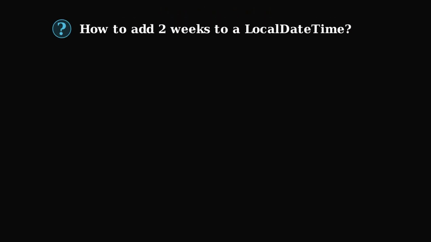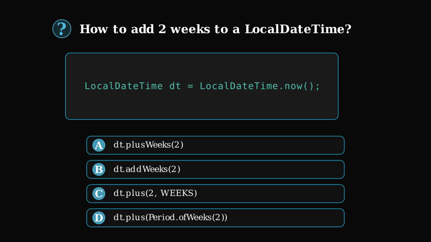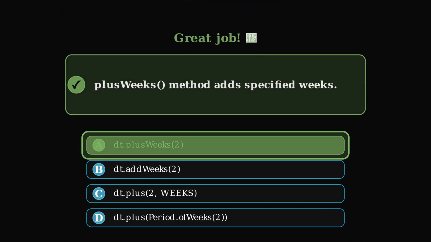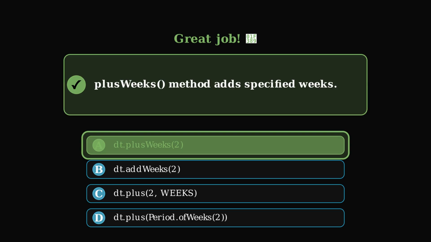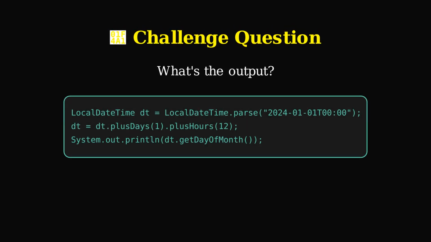How to add 2 weeks to a local datetime. Which one is correct? The correct answer is plus weeks method adds specified weeks. Here is a challenge for you. What's the output? Comment your answer below.